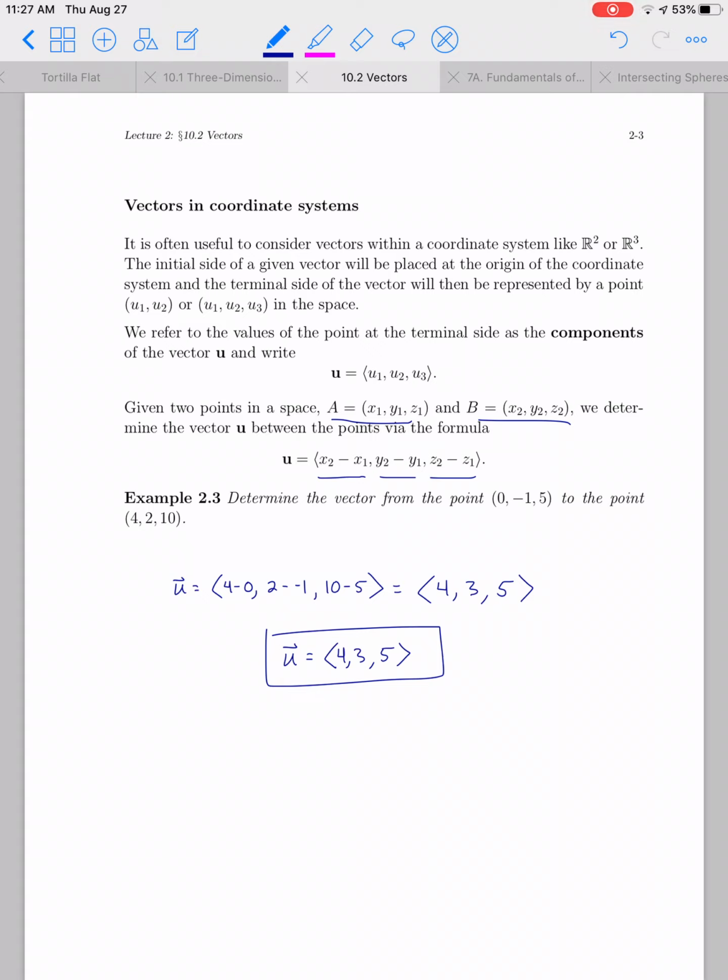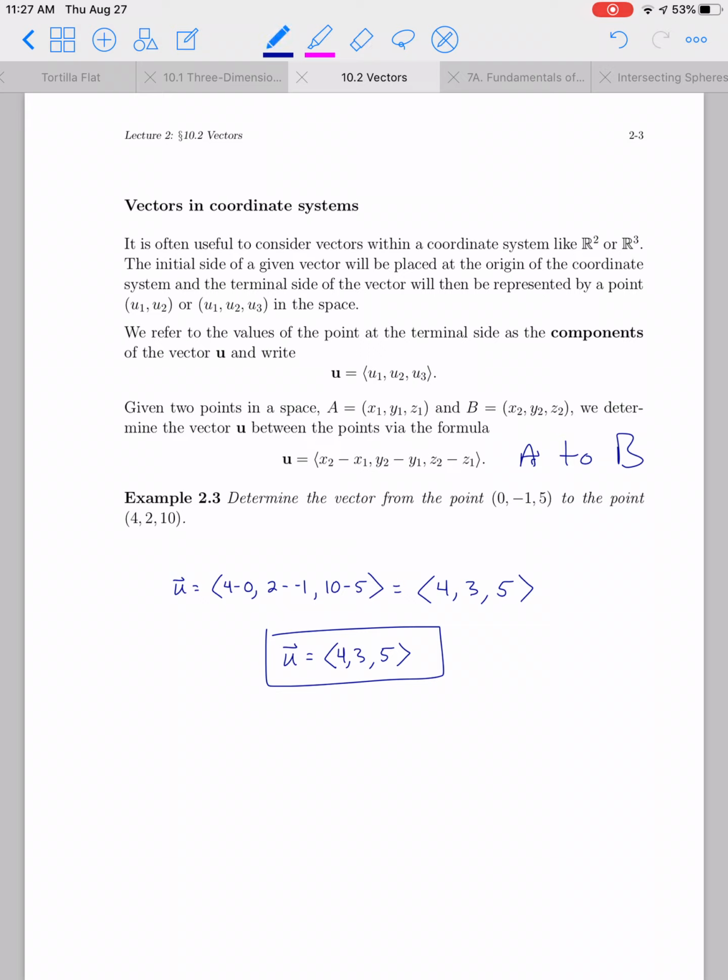The vector from A to B is the one that we're given here. This is A to B. Okay, if it was B to A, we would swap each of these differences for x1 minus x2, y1 minus y2, etc. Now, let's look at the example below. It's already worked out, but we can walk through the steps of it.